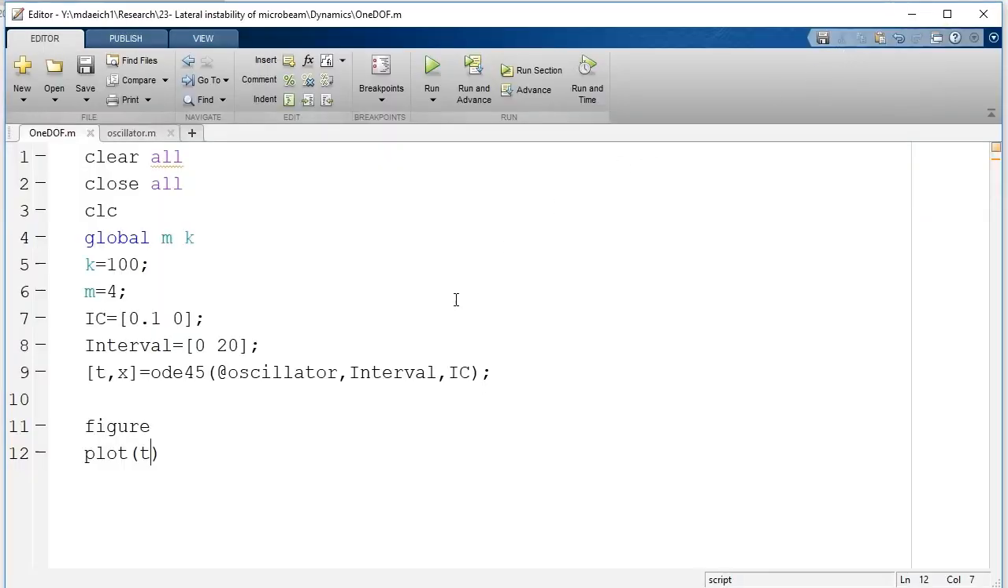So I want to draw the graph for the position of the particle. So I would say plot t, x, and we want to have the first column, which is the position. So all the rows and the first column. This is how we introduce this. And let's use also a bigger line width for the graph. So line width equal to 3.